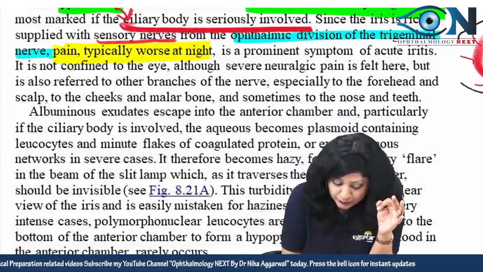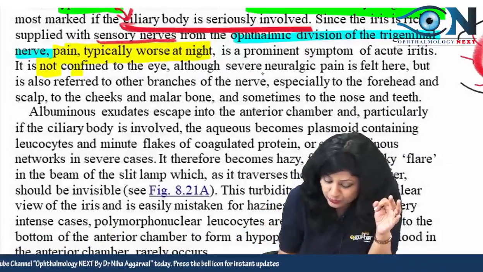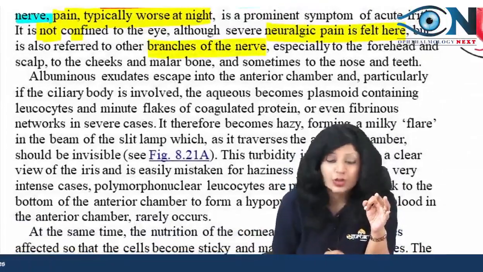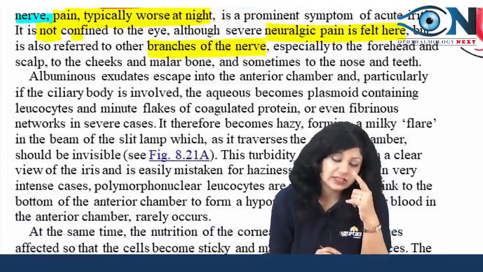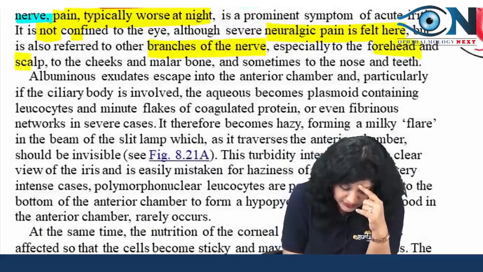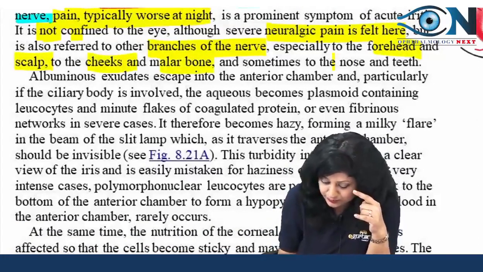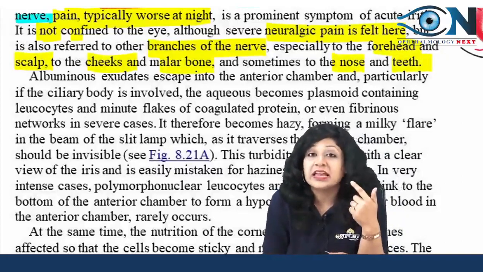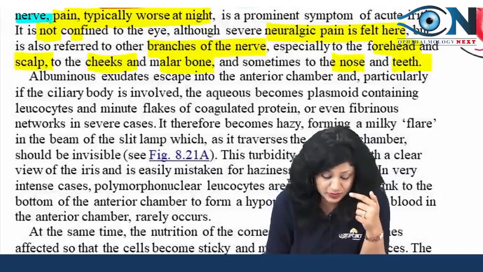It is not confined to the eye, although severe neuralgic pain is felt here, it is also referred to the other branches of the nerve. So that is the reason that it is also going to the forehead, the scalp, cheeks, malar bone, sometimes to the nose and teeth. So everywhere it is going. So this patient who is coming with uveitis is actually in grave pain.